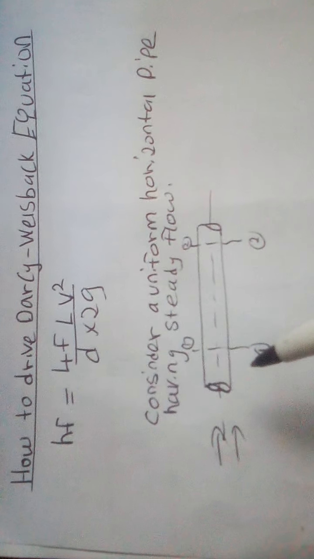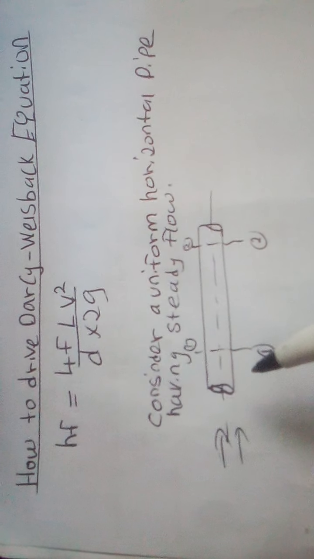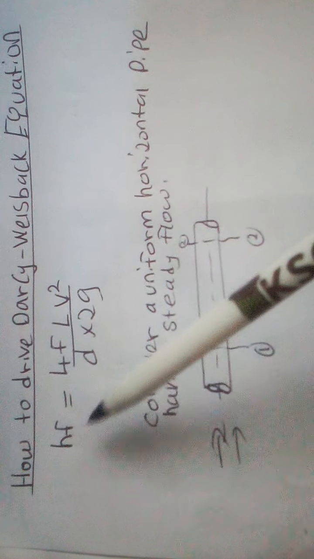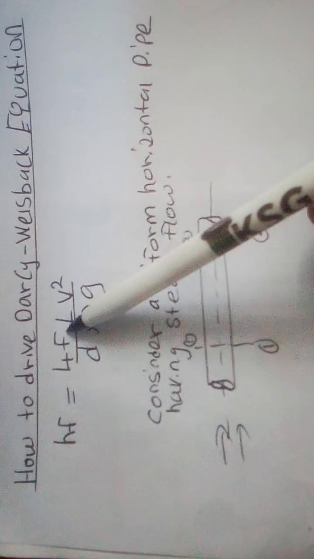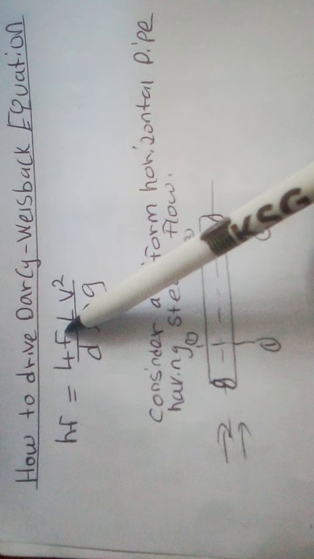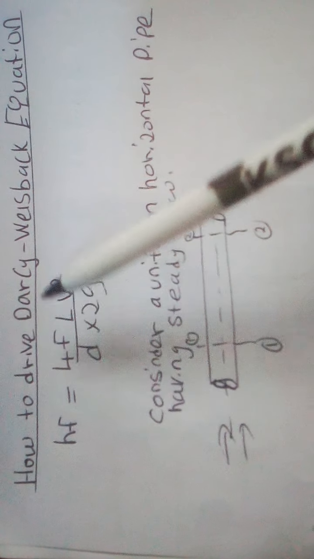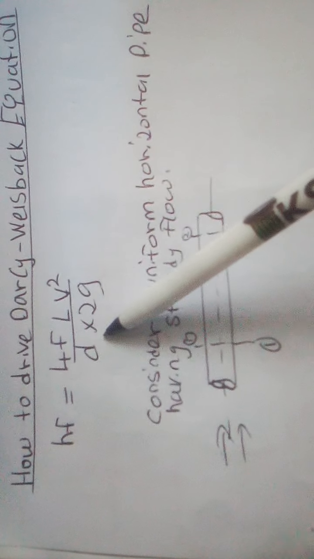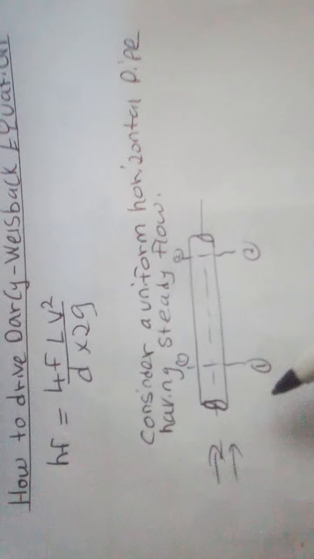Welcome. Today we are learning how to derive the Darcy-Weisbach equation, and after the revision we'll get this one. So this is loss of head due to friction, where f is the coefficient of friction, which is a function of Reynolds number, L is the length of the pipe, V is the velocity of the flow, D is the diameter, and this is g. Everyone knows g.